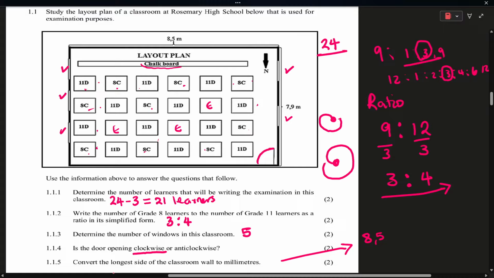and then we multiply it by 1000. From meters to millimeters, we multiply. From the smallest, which is millimeters, to meters, we divide. Don't forget about that one. And then the answer will be 8500 millimeters. All right, that's it. That is the end of this question.